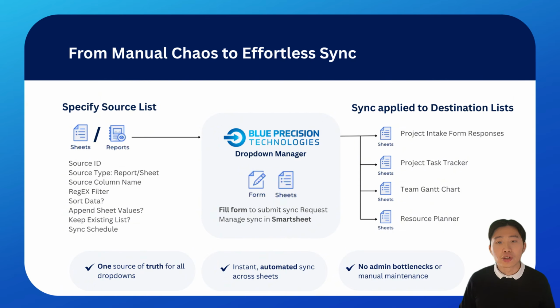With a drop-down manager like this, all you need is a single list, which will represent your source of truth, and that would then be applied to all your working sheets. Now, without further ado, let me show you how this works in practice using a real working example.